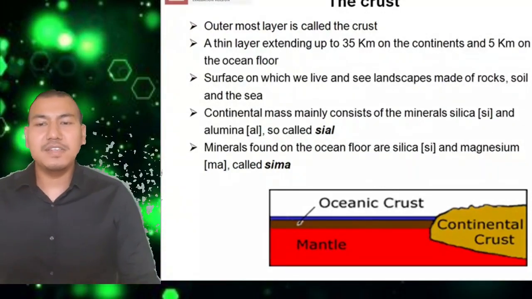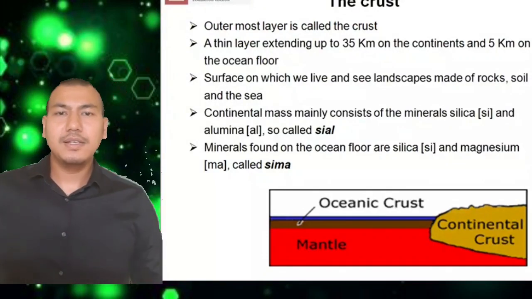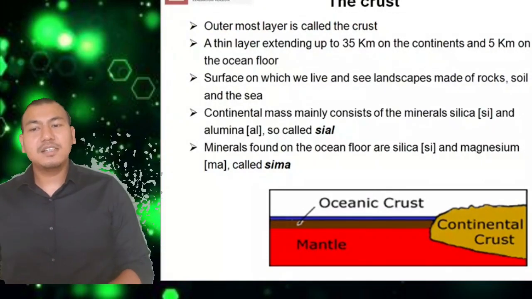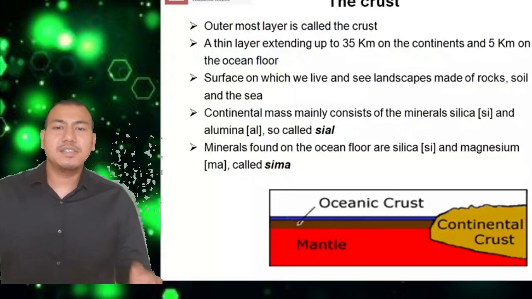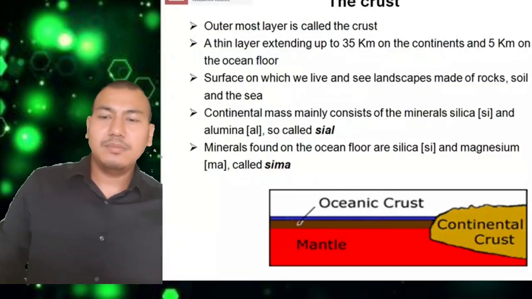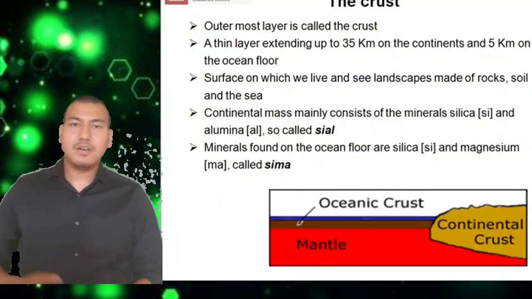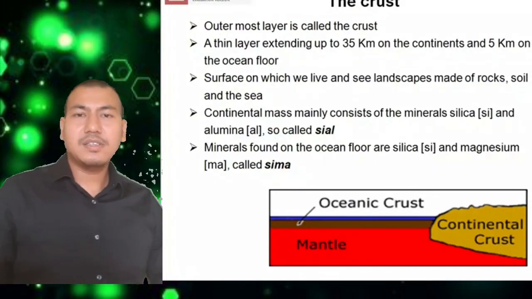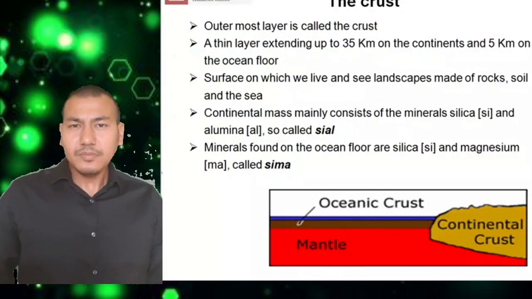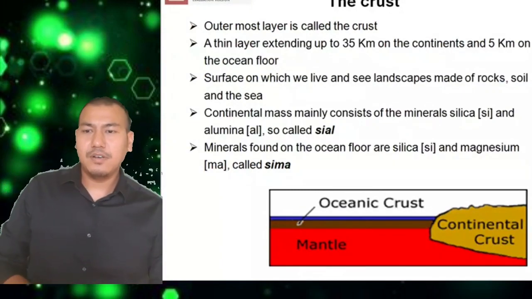It is the surface on which we live and see landscape made of rocks, soil and the sea. The continental mass mainly consists of minerals, silica, soil and aluminum, so-called sial, right? So this is how the crust is made up. These are all the chemicals and minerals that have been found in the crust of our earth.